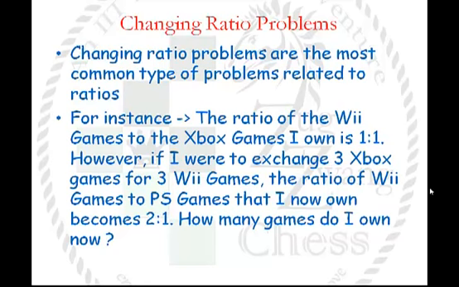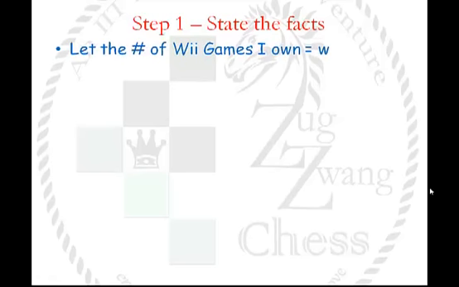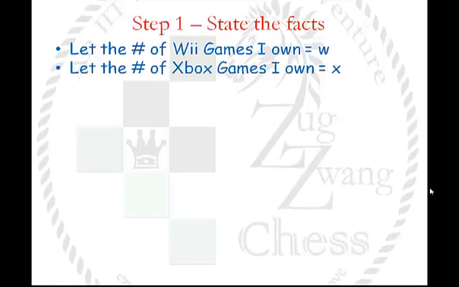While this can be very intuitive and you can find the answer by just thinking in some random way, I have given you a specifically simple problem because it's easier for you to understand the approach taken, right? So the first step in solving any problem, not just ratio, is to state the facts, right? And make your assumption. So let the number of Wii games that I own be W. Let the number of Xbox games that I own be X, correct?